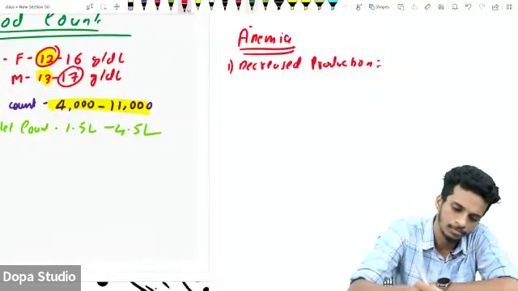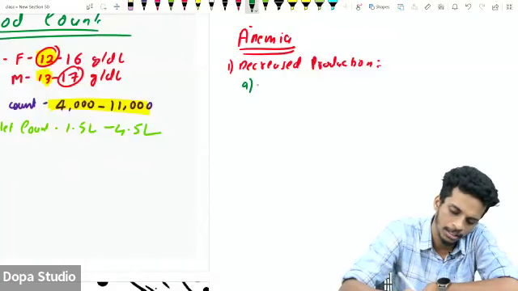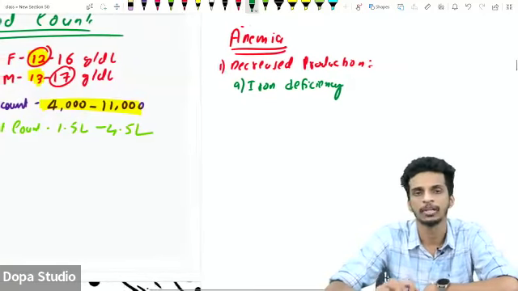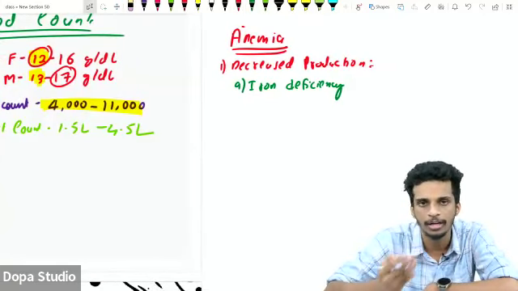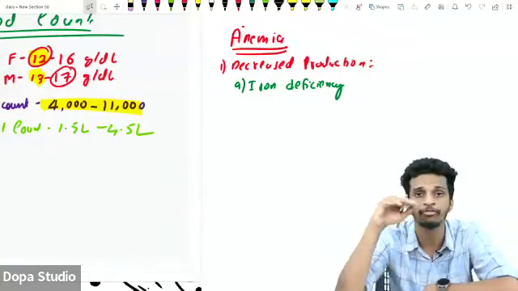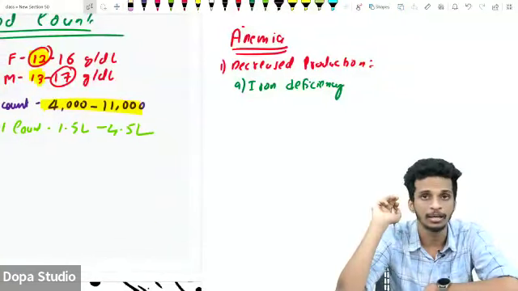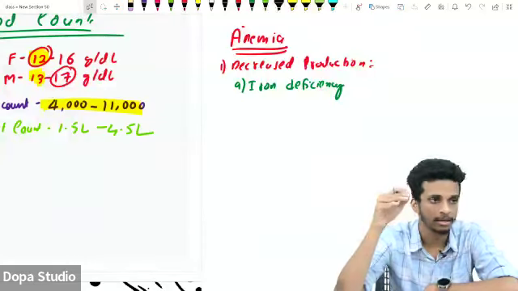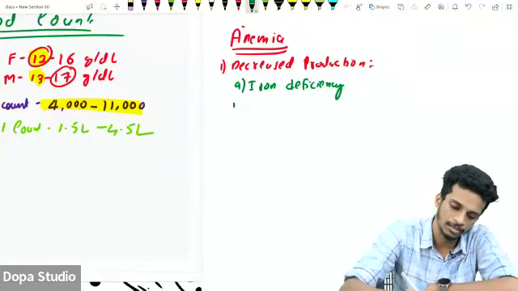Firstly, if the patient has got iron deficiency, this is the most common thing. As you all know, iron is essential for the function of hemoglobin. So if there is an iron deficiency, the patient will be having decreased production of hemoglobin, and so anemia. Okay, is it clear? So that's the first condition.